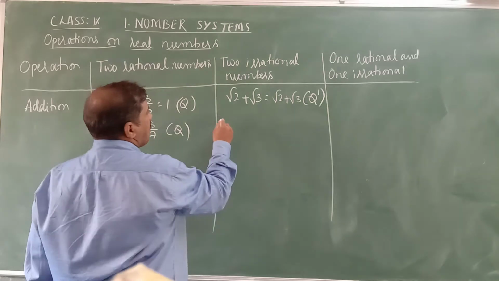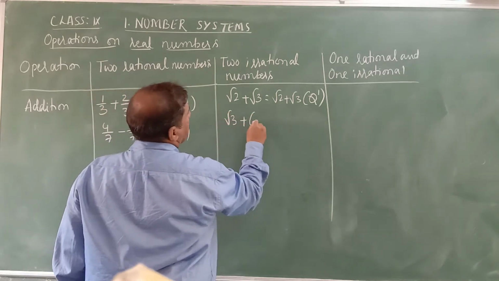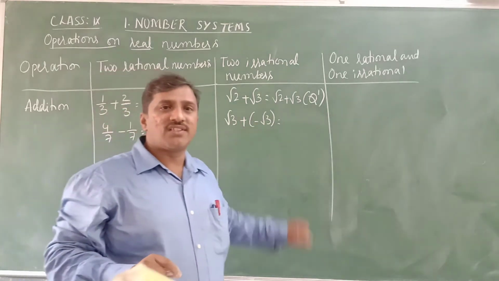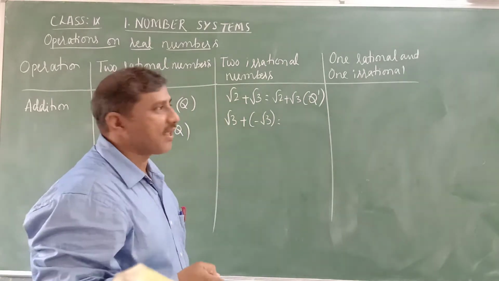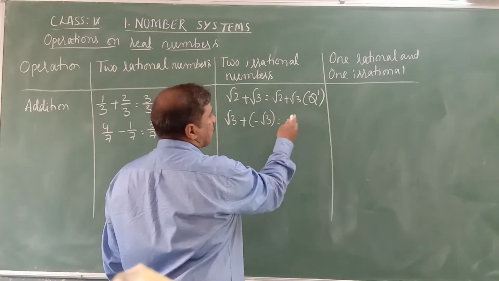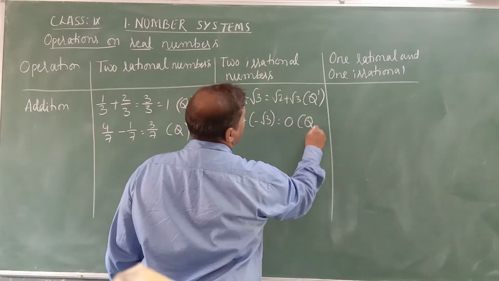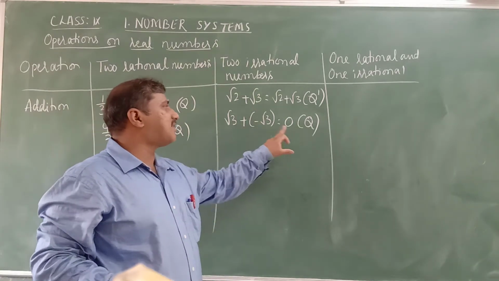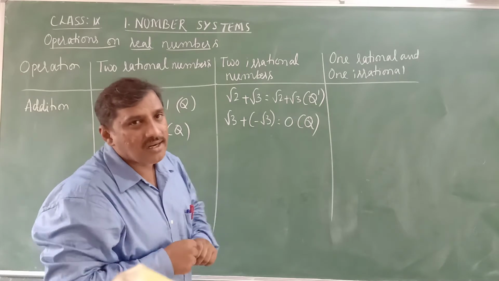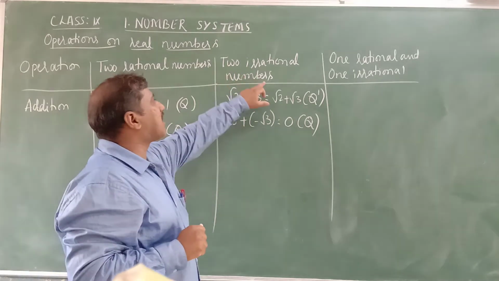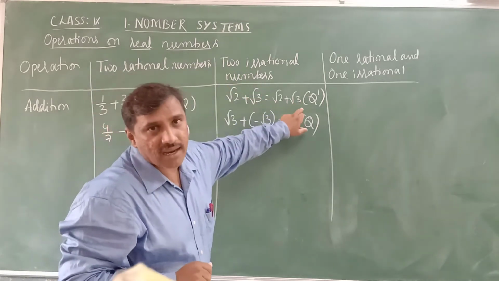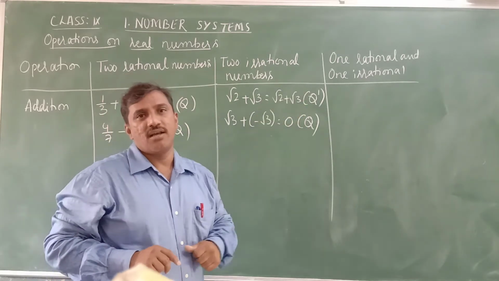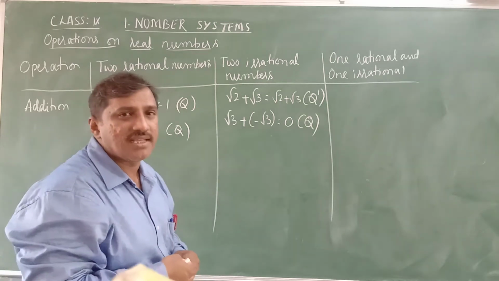Now what about this? Root 3 plus minus root 3. Here we are adding two irrational numbers. Root 3 is one and minus root 3 is the other. Two irrational numbers we are adding. So how much do we get? Root 3 plus minus root 3 is 0. 0 is a rational number. Here the sum of two irrational numbers is a rational number. So what can we conclude? Yes, the sum of two irrational numbers need not be irrational. It may be rational or it may be irrational. Sometimes it is rational and sometimes it is irrational.